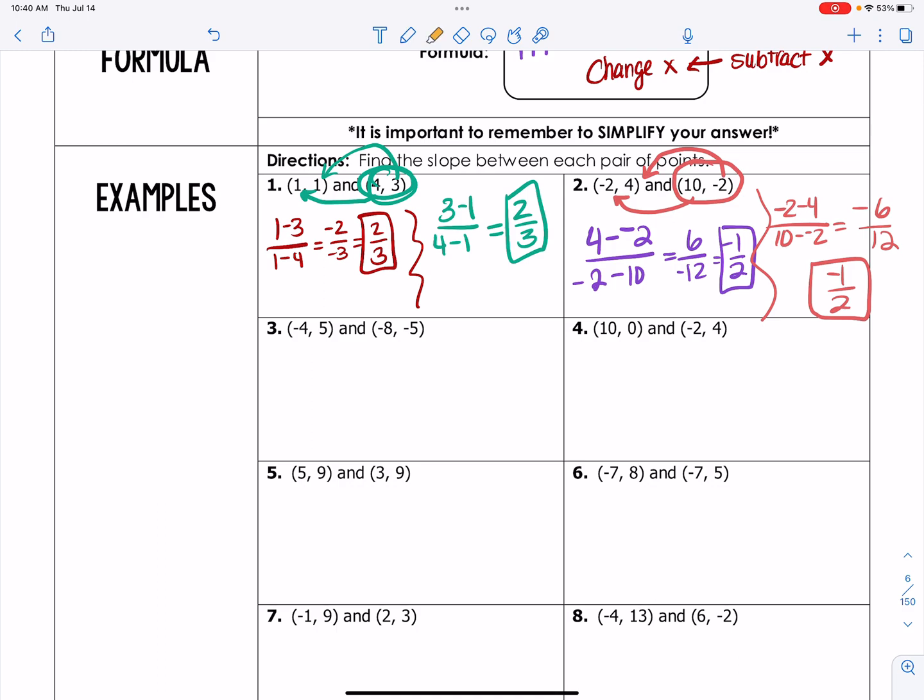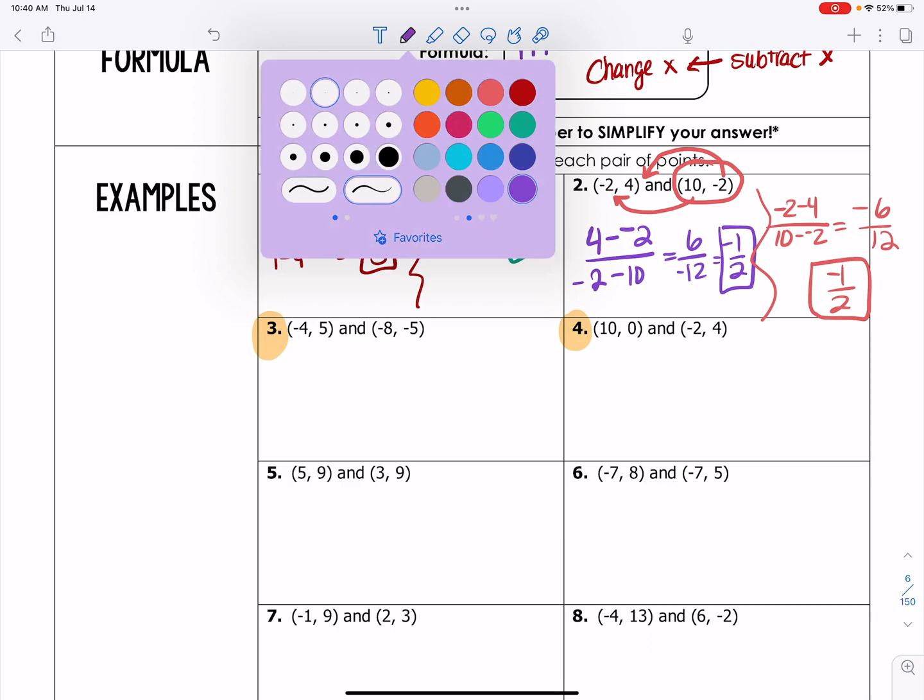So what I would like you to do, please don't go farther than this. There's a reason for my madness. I would like you to do 3 and 4 only. Pause the video, do 3 and 4, and you do not need to do it both ways. I think I've made my point. So just find the slope, choose one of them, do it that way. It doesn't matter. Go, pause.